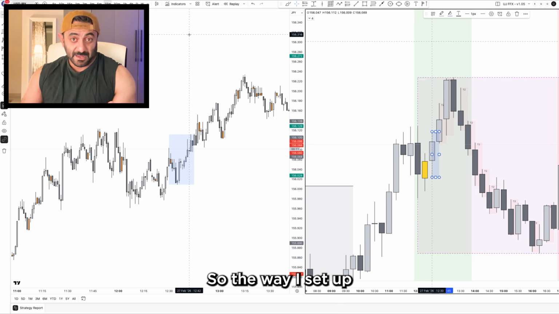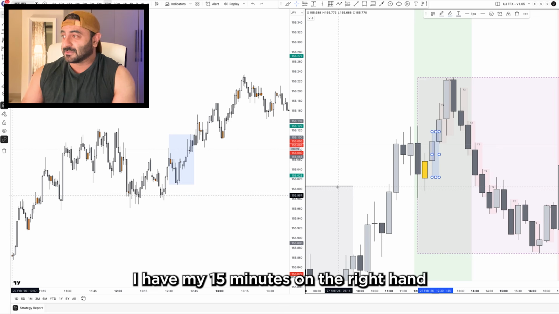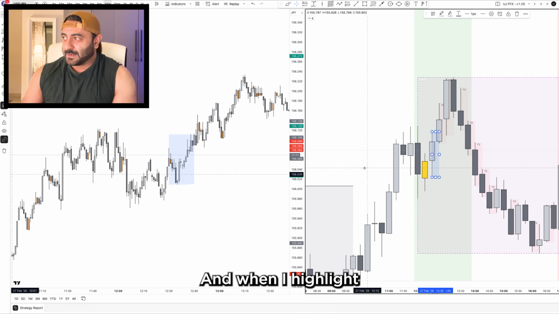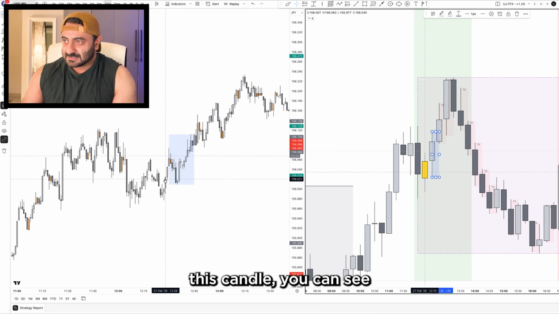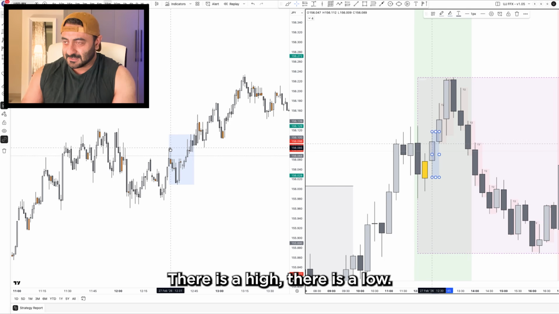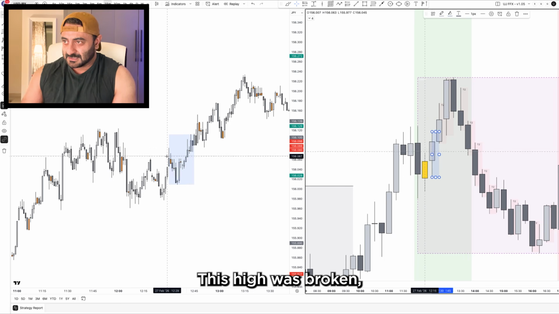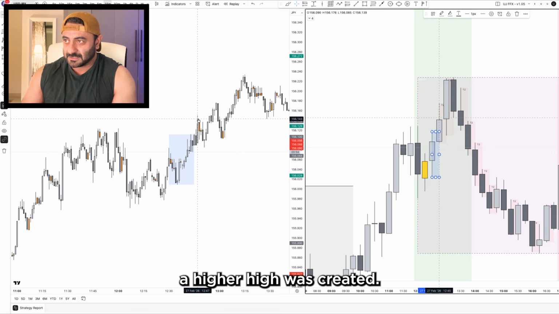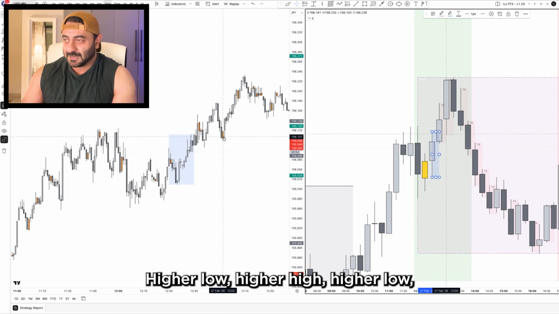The way I set up my charts is I have my 15 minute on the right hand side and I have my 1 minute on the left hand side. And when I highlight this candle, you can see there is a 1 minute trend in it. There is a high, there is a low. This high was broken, lower high was broken, and a higher high was created, higher low, higher high, higher low.